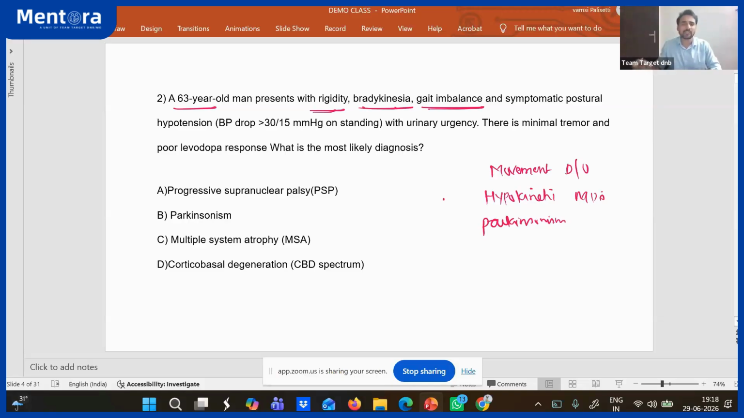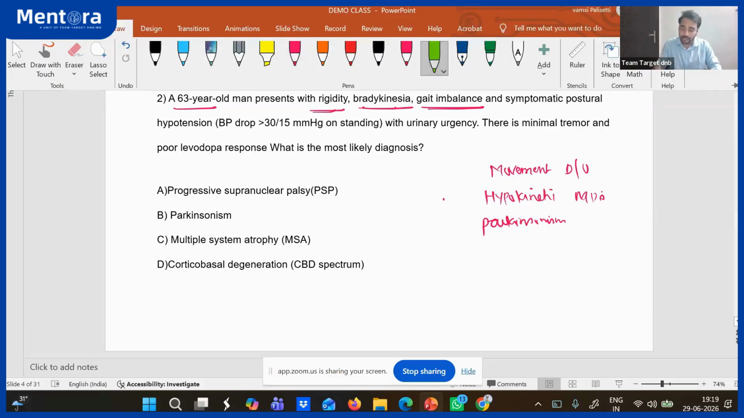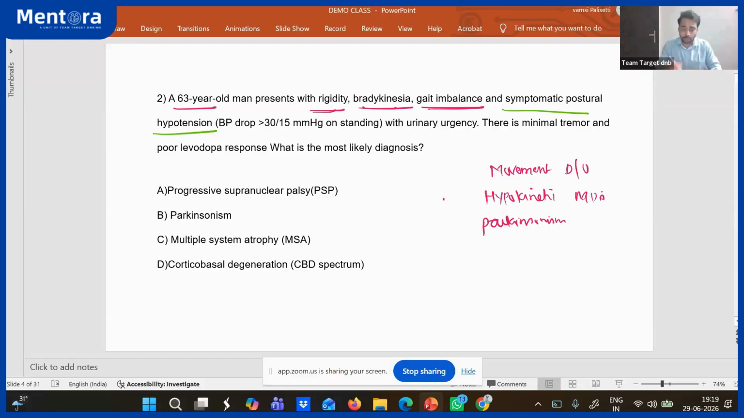For this, no need to study Harrison. We are seeing so many patients in OPD. The patient is having rigidity, bradykinesia, and gait instability. That means it's Parkinsonism features. Apart from that, the examiner is asking about symptomatic postural hypotension and also urinary urgency. What does it indicate? Symptomatic postural hypotension, that's orthostatic hypotension, and urinary urgency indicate autonomic dysfunction. Accepted? Autonomic dysfunction.